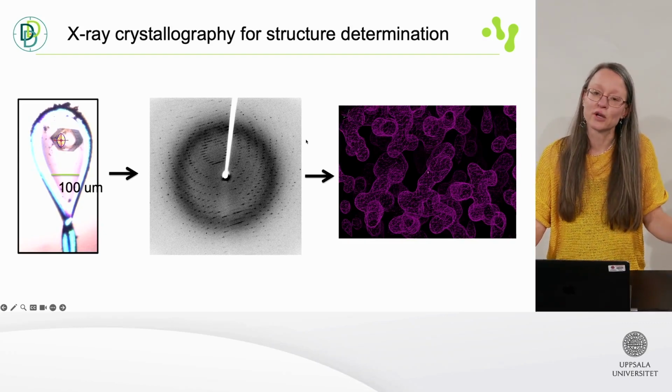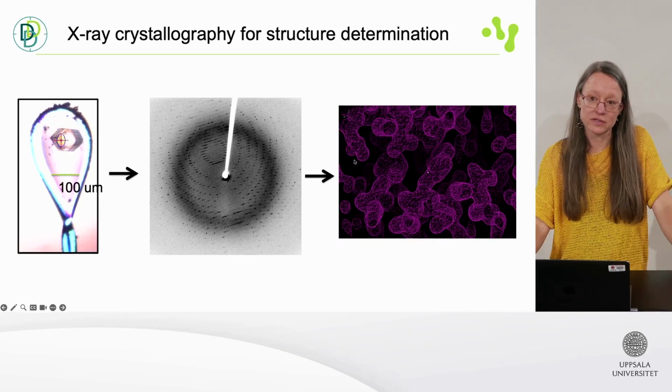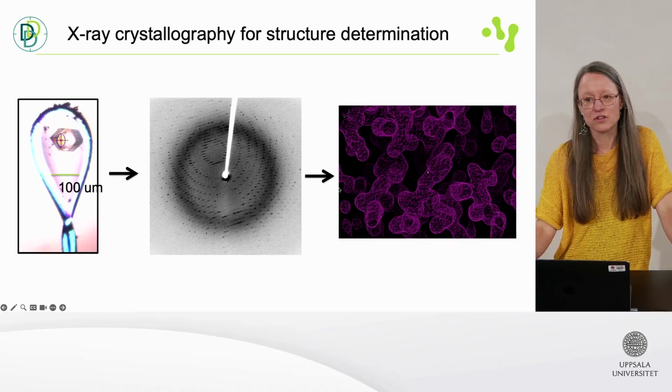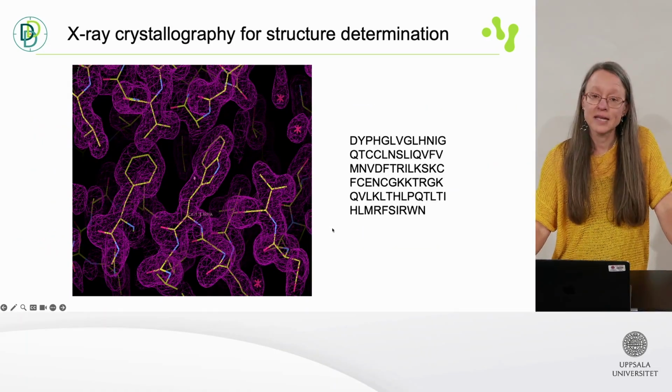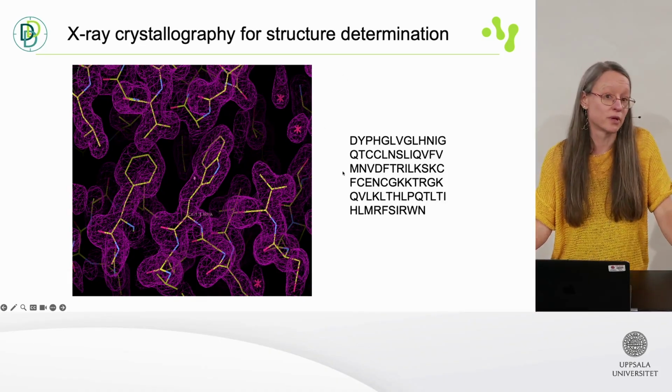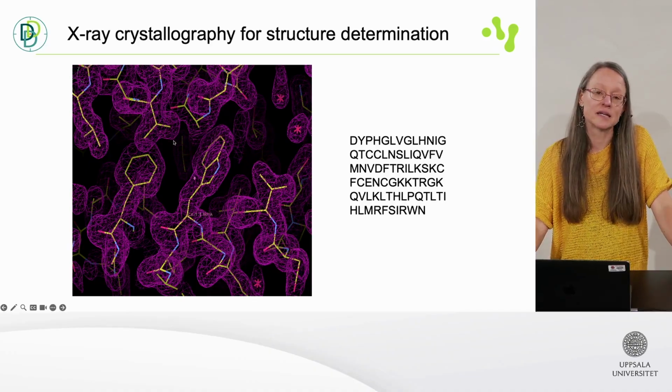We have to solve something called the phase problem, and then we can get the electron density. And this is the data that we have to be able to determine the protein structure. There's a lot of maths in this step too. And then this is the problem. We have to fit the amino acid sequence of the protein that we have purified and crystallized into the electron density. And that then tells us what the protein looks like on atomic level.